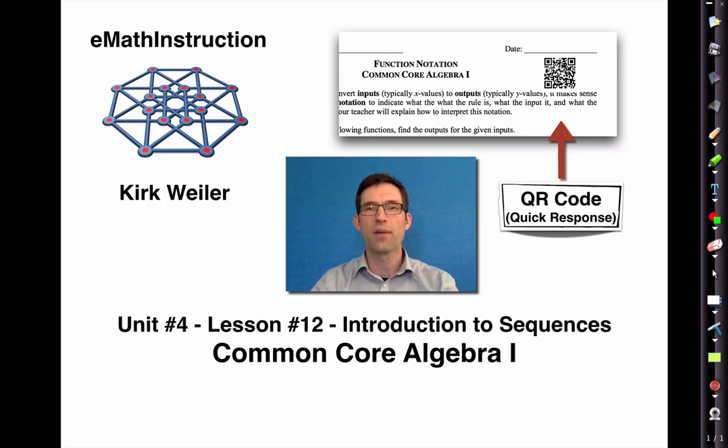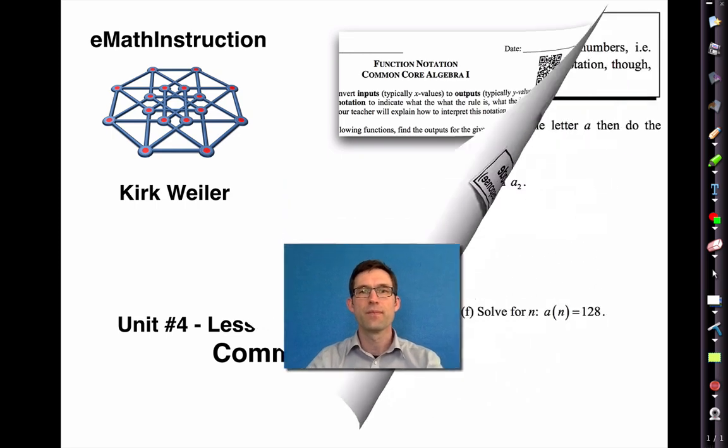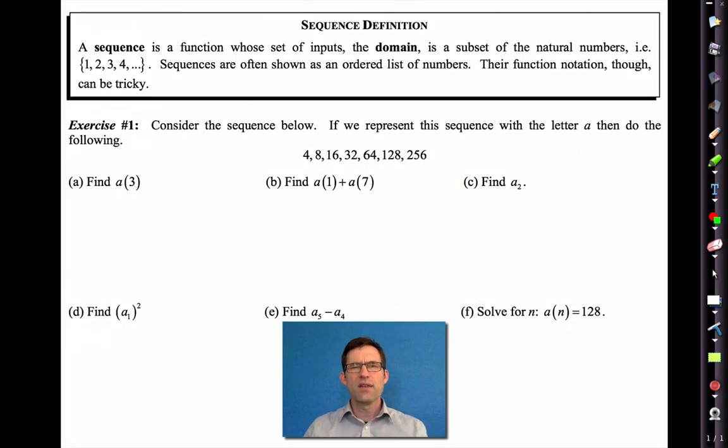All right, let's talk about sequences. Let's take a look at the technical definition of a sequence. A sequence is a function, all right, we feel comfortable with functions. A sequence is a function whose set of inputs, the domain, is a subset of the natural numbers, i.e. 1, 2, 3, 4. Sequences are often shown as an ordered list of numbers. Their function notation, though, can be tricky.